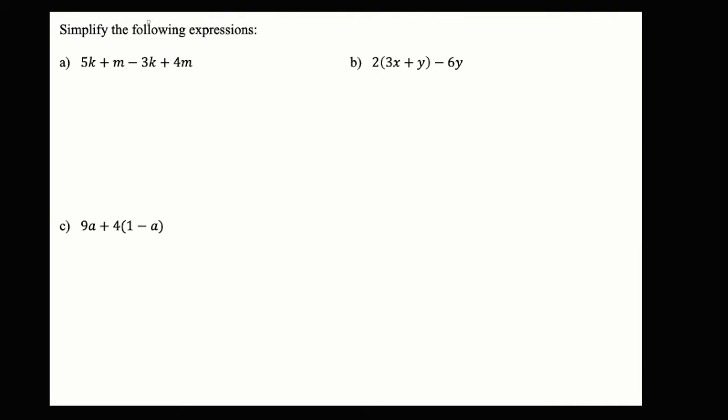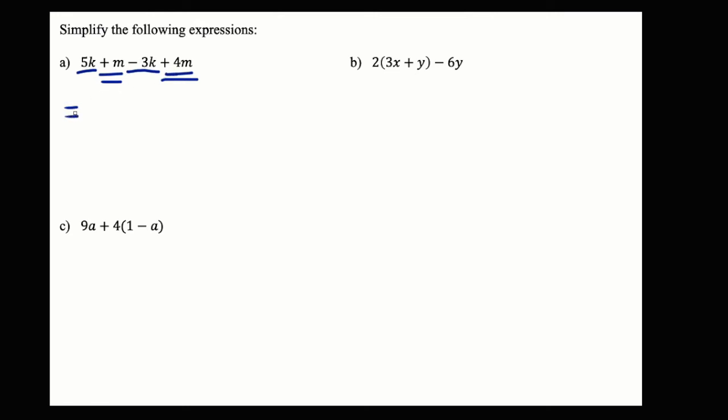All right, let's simplify some expressions here. So I'm starting with A, 5k plus m minus 3k plus 4m. I'm going to underline all of my like terms here. And remember, I like to underline the operation that comes right before them, so that I know what to do with those. So all of my terms here I'm underlining.